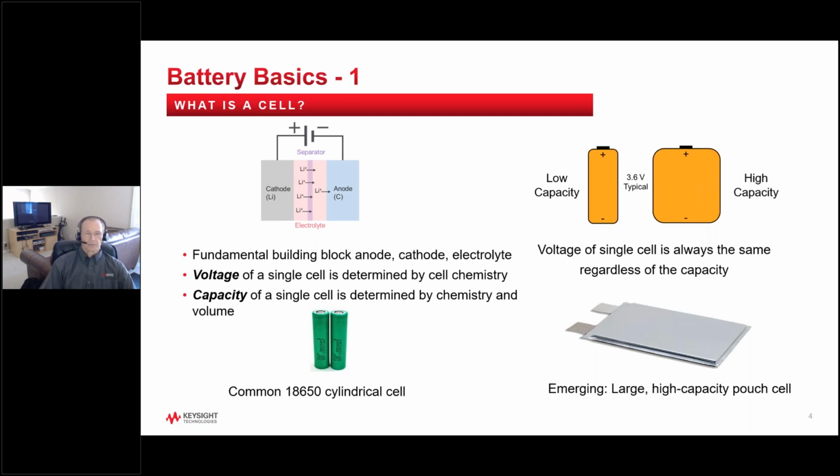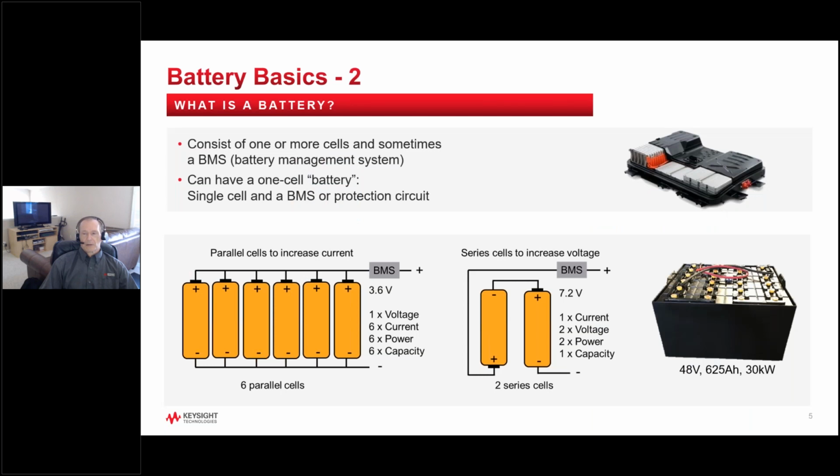Then when you look at a battery itself, a battery will consist of 1 or more cells, and sometimes what we call a BMS, or battery management system, to control things. Sometimes it could even have some kind of protection circuit. Sometimes some batteries have other protection features built in. Lithium-ion batteries typically have some protection built in so that if you overcharge them, they don't explode, or at least not destructively.